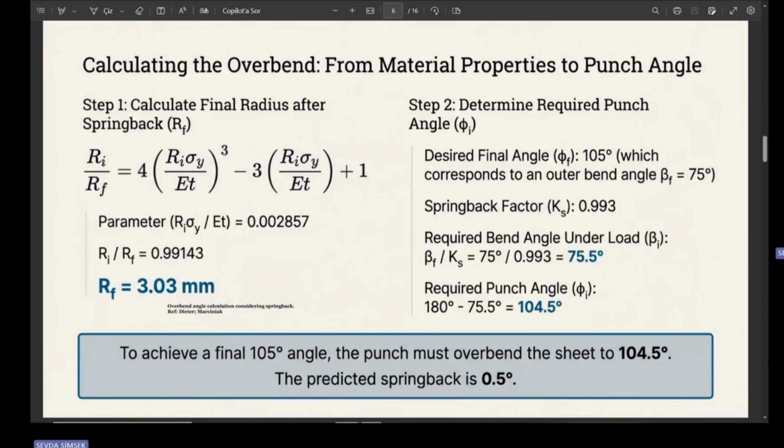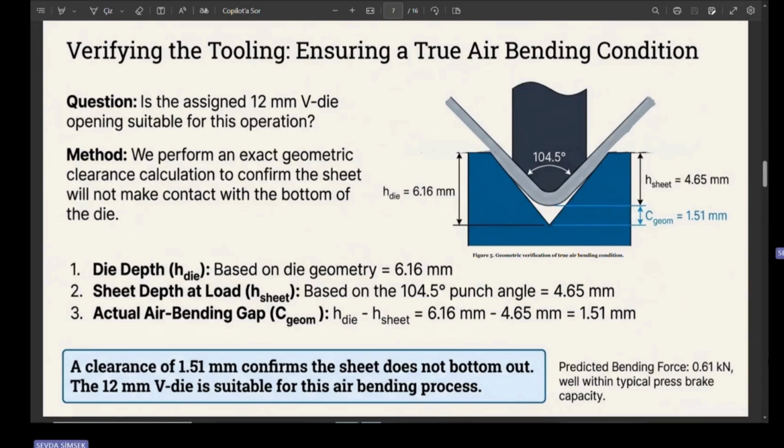In the study, the target final inner bending angle was 105 degrees. Based on theoretical calculations, a springback of approximately 0.5 degrees was predicted. Therefore, the part was initially bent to a smaller angle under load. After the unloading and springback, the part reaches the desired final angle. At this stage, additional checks were performed and a geometric clearance calculation was carried out. The result confirms that the process was conducted under true air bending conditions.